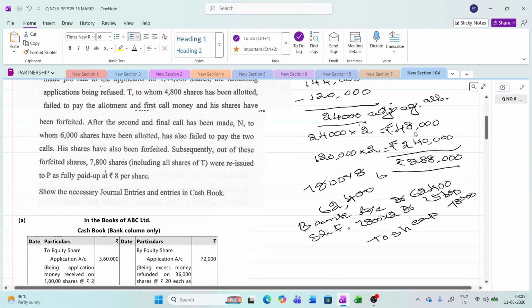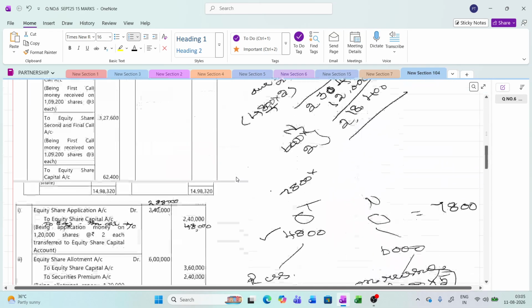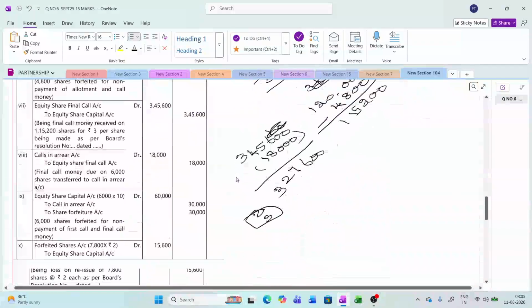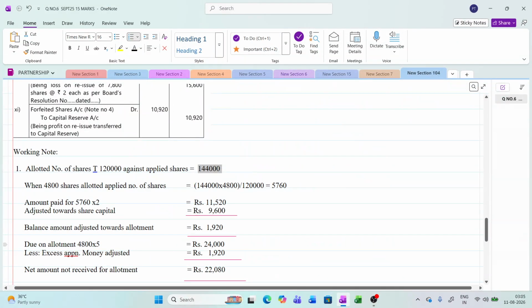You have calculated the excess amount available, 48,000. In that, T's amount is 1,920. We are not going to get that. Subtracting that amount, we are not going to get it in the bank account. After that, he is required to pay how much on 4,800? He has to pay 5 rupees per share on 4,800, so 24,000. But he has already paid 1,920, so he is not going to pay 22,080. This will become calls in arrear.